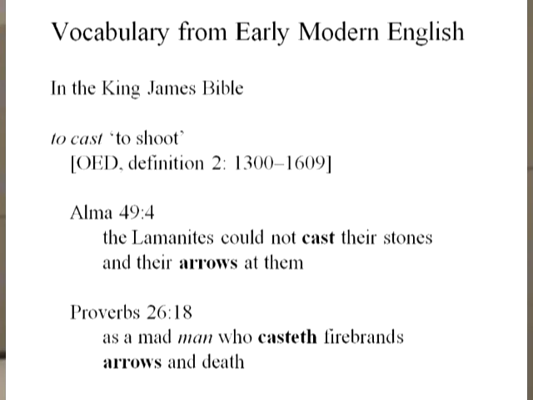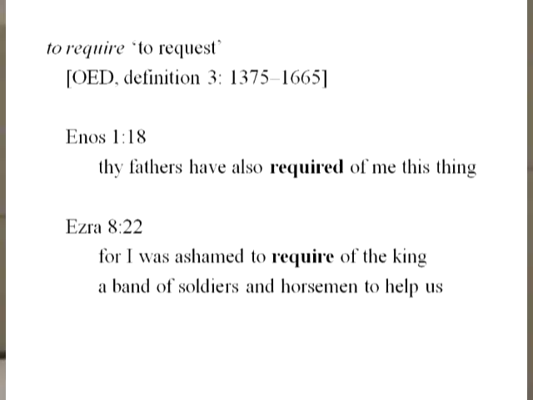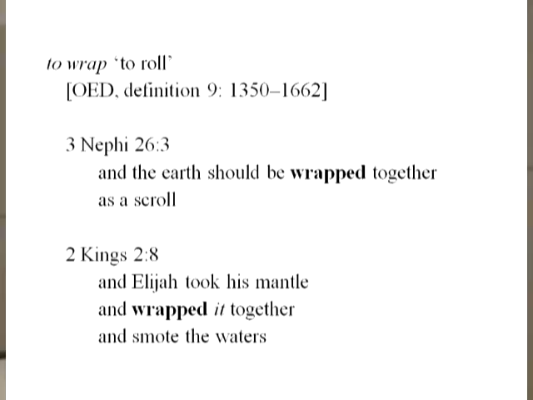To cast an arrow, meaning to shoot an arrow, can be found in the King James Bible. Or another example, to require, meaning to request: "Thy fathers have also required of me this thing." So you have this meaning for which "requested" is probably more appropriate. Or to wrap, meaning to roll up: "and the earth shall be wrapped together as a scroll."